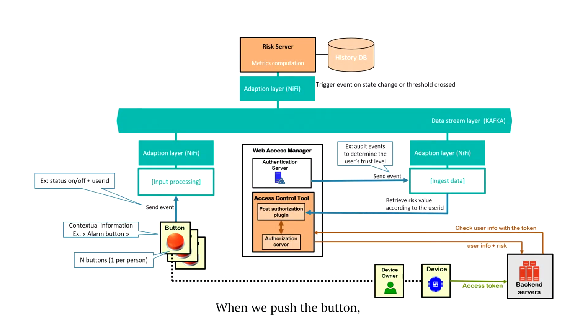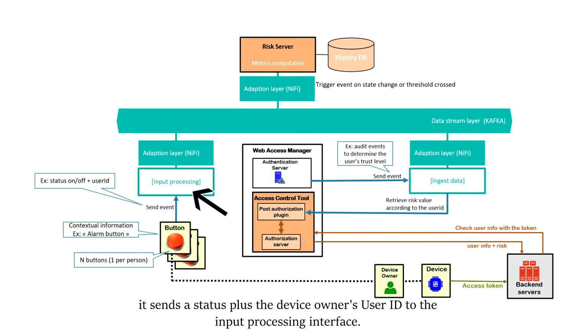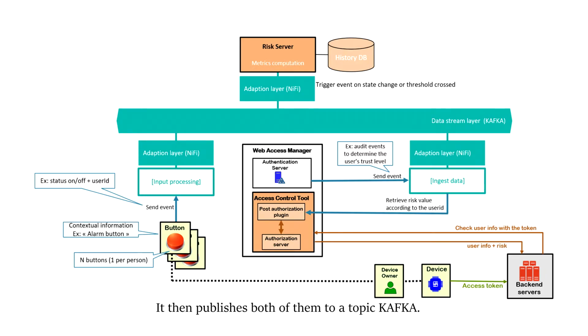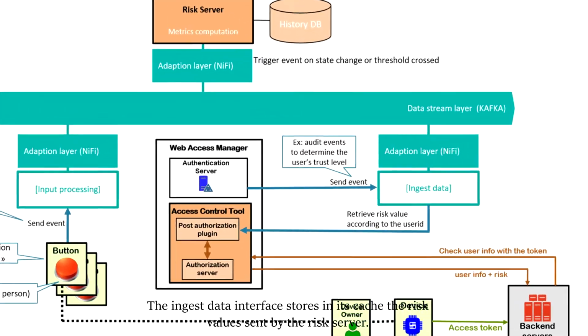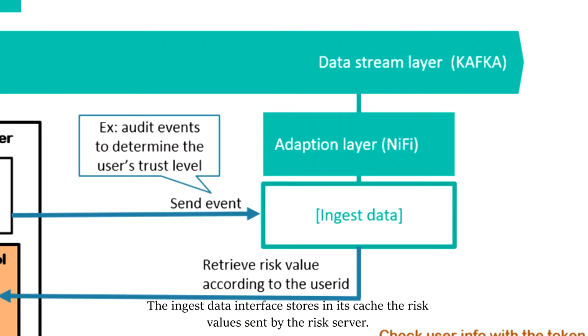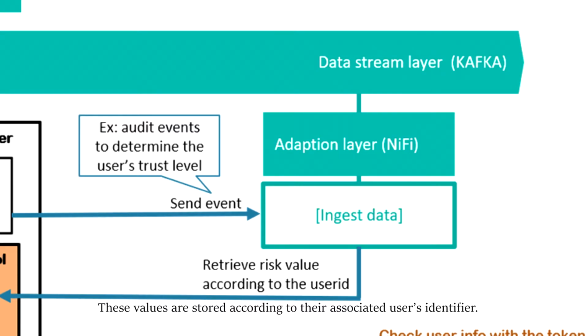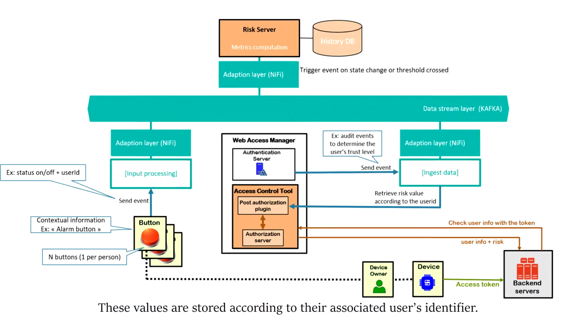When we push the button, it sends a status plus the device owner's user ID to the input processing interface. It then publishes both of them to a Kafka topic. After that, the risk server receives the event from the NiFi interface. The ingest data interface stores in its cache the risk values sent by the risk server. These values are stored according to their associated user's identifier.